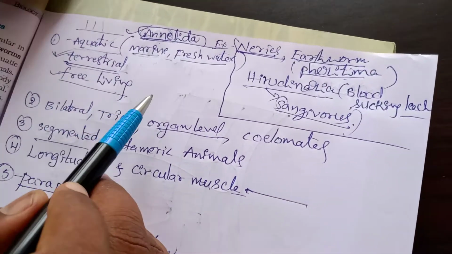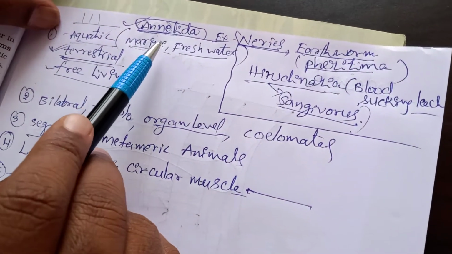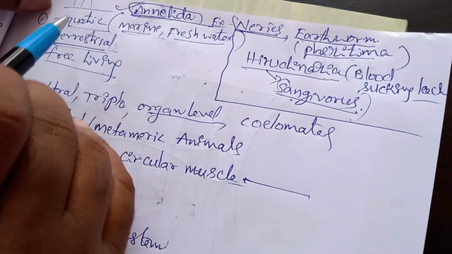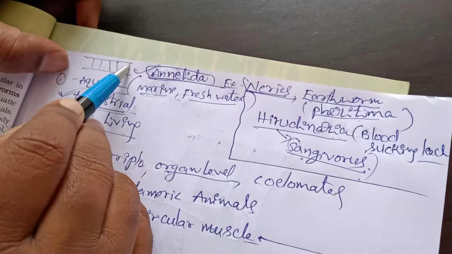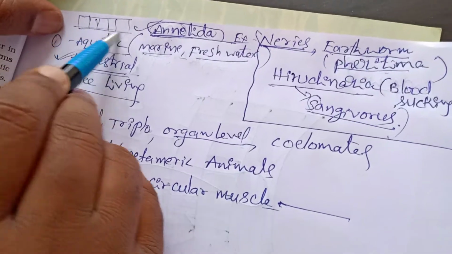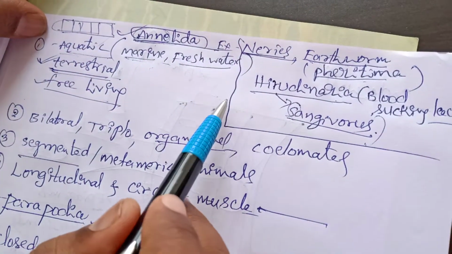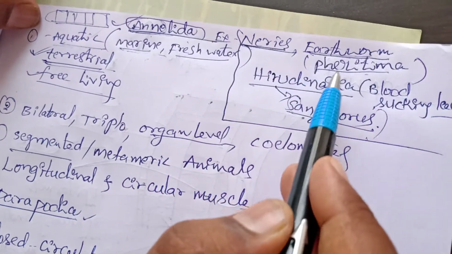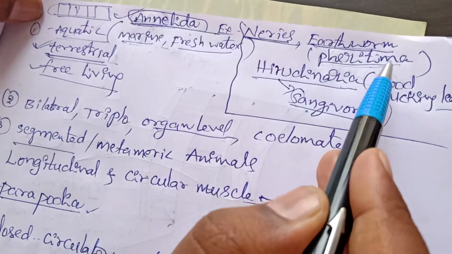Good morning, students. Today we will discuss the Annelida. Annelids are segmented animals. Segmented means these segments we can call metamers, so they are metameric animals. Here are examples of annelids: Nereis and earthworm. The earthworm's scientific name is Pheretima.